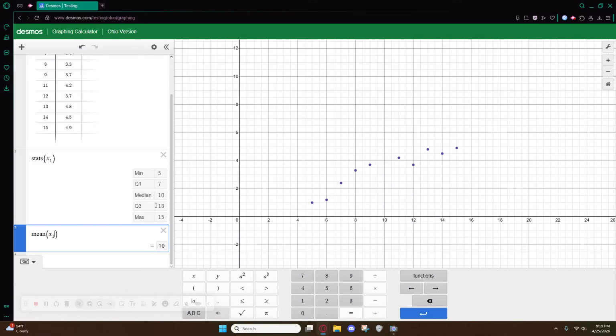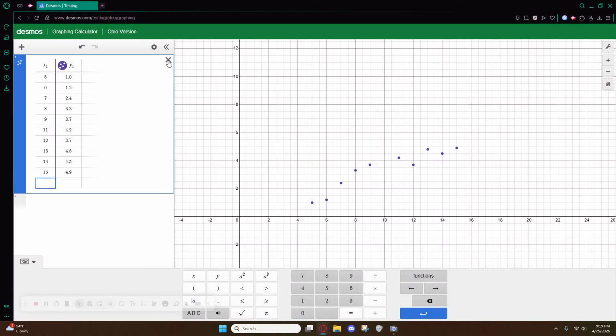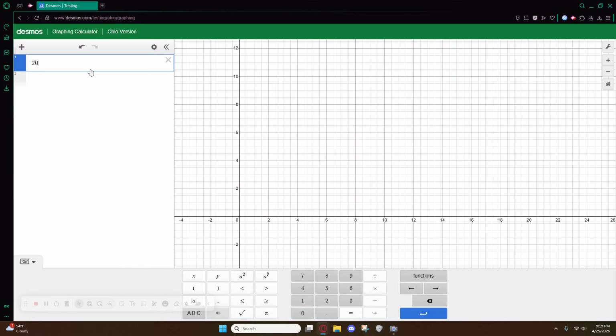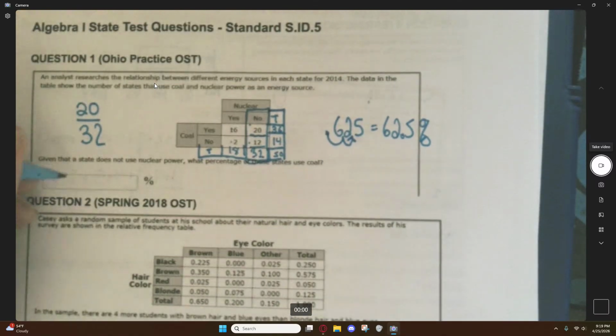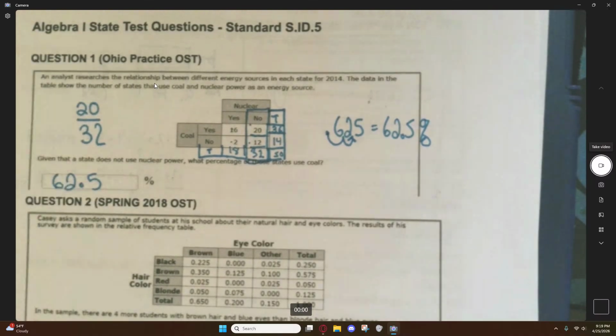We can do that via the TI-30 calculator we use in class, or we could do it via Desmos. 20 divided by 32. You may be able to put percent. Nope. Okay. 20 divided by 32 is 0.625. And then remember to convert that to a percent. You grab the decimal point and move it over 2 spots to the right to go from a decimal to a percent. You get 62.5%.